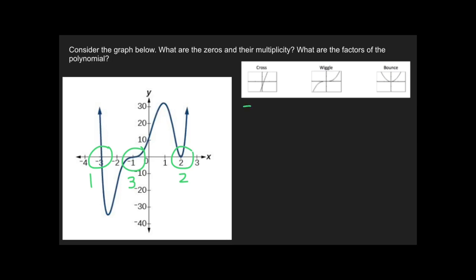So our zeros this time, based on how the graph behaves at the x-intercepts, are the following: -3, one zero, because it's a cross. -1 comes out three times because it's a wiggle: -1, -1, -1. And lastly, 2 comes out two times because it is a bounce.